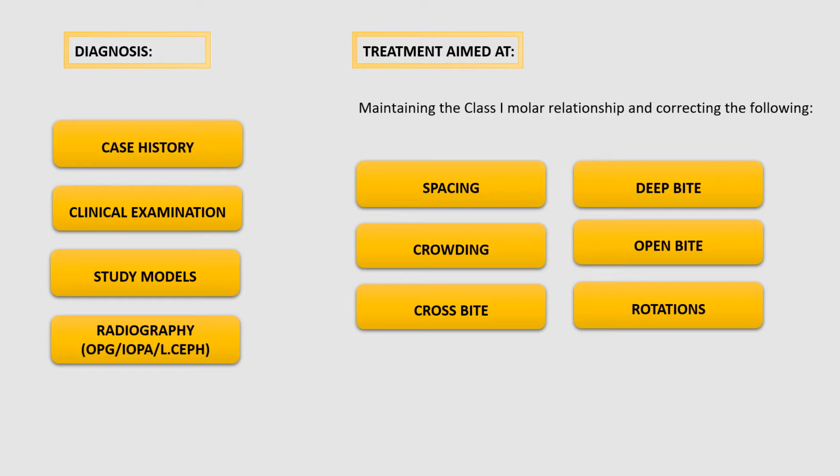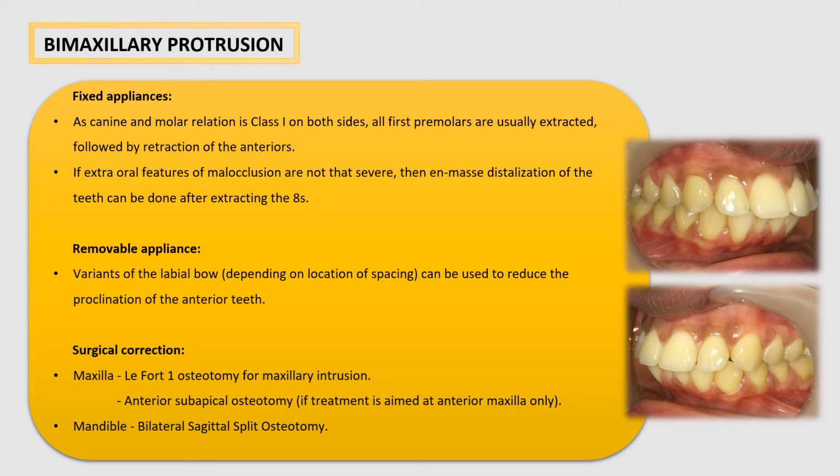However, the treatment is aimed at correcting the following, that is, correcting the spaced teeth, correcting the crowded teeth, correcting deep bite, correcting open bite, correcting cross bite, and also correcting the rotated teeth. So once you've identified what the problem is, you have various options of treating this particular deformity, and these can be using fixed appliances, removable appliances, or there can be a surgical correction or an intervention in these patients as well.